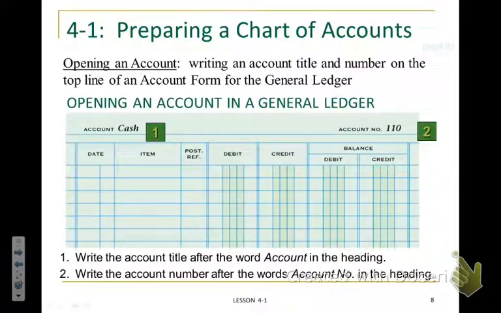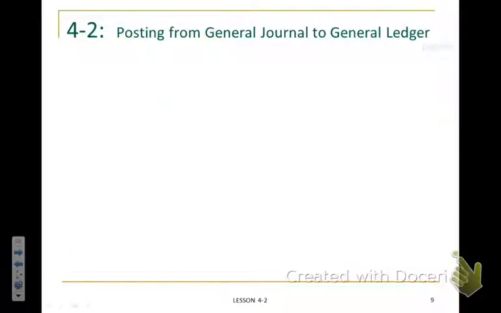So last class we finished up with opening an account in our ledger. Today we're going to talk about the posting process. And as I mentioned last class, posting is the process of taking the information that's in our journal. And what order is the information in our journal? Chronological. Perfect. Good. Taking the information that's in our journal in chronological order and posting it to our ledger where the balances are maintained for each account.